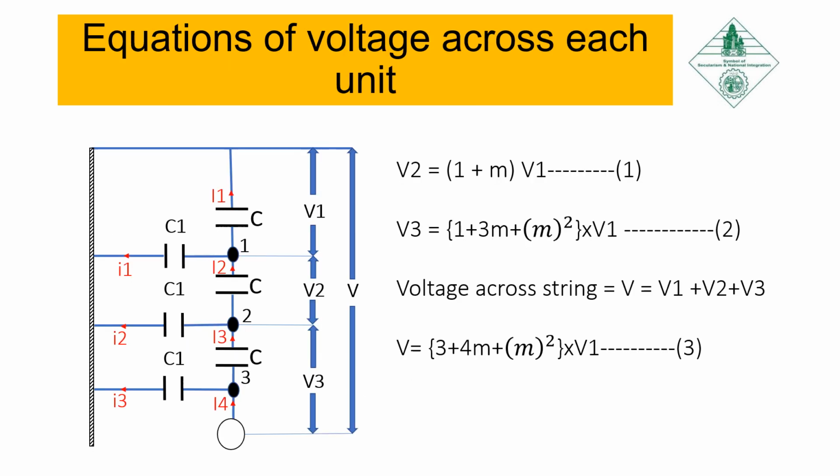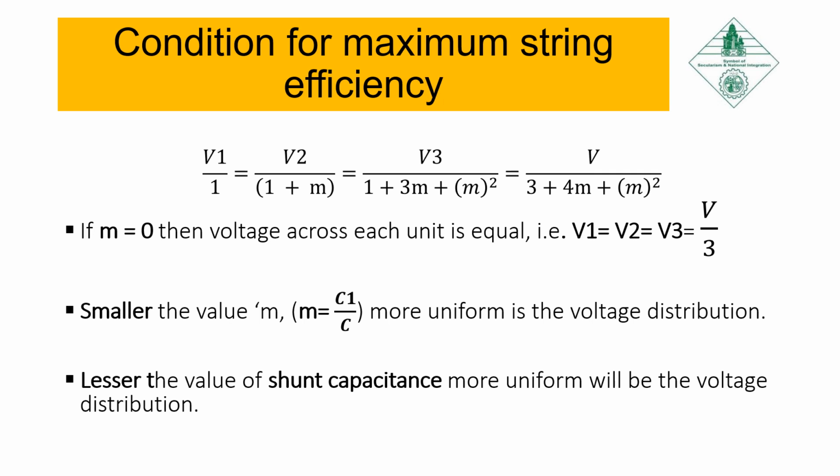The voltage distribution across units of suspension insulator is given by the following equation, where V1 is the voltage across the unit near to the cross arm, V2 is the voltage drop across the unit at the mid of the string, and V3 is the voltage across the unit near to the conductor. The voltage across whole string is given by the summation of all the voltages across the units. If all the above equations are expressed in terms of the ratio, we will have the above equation.